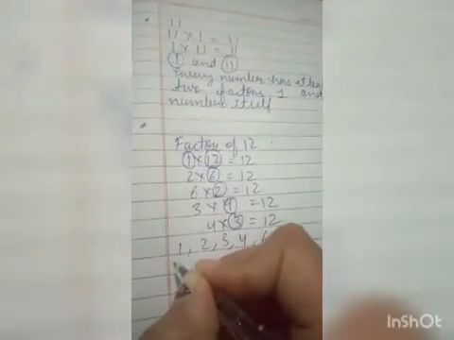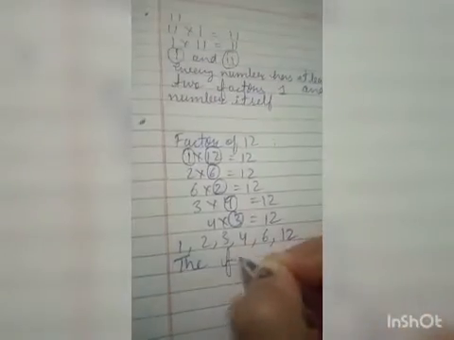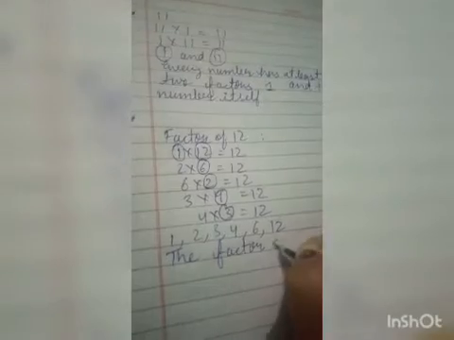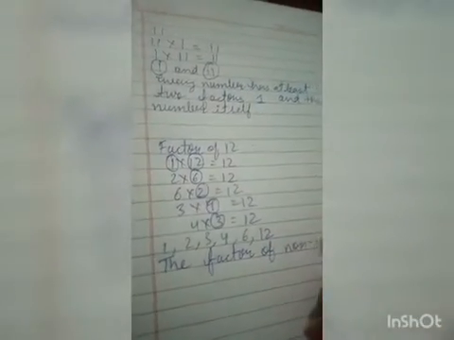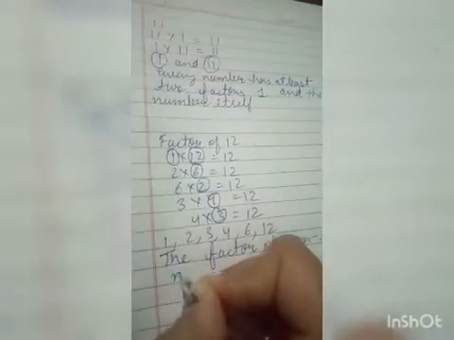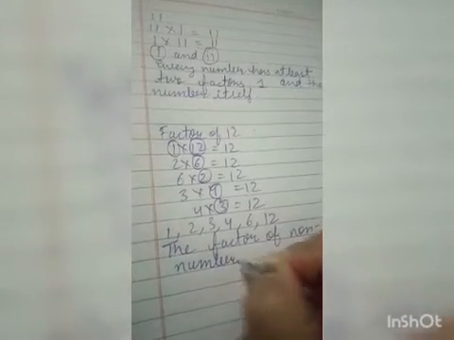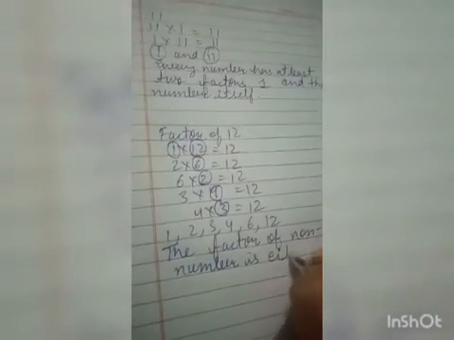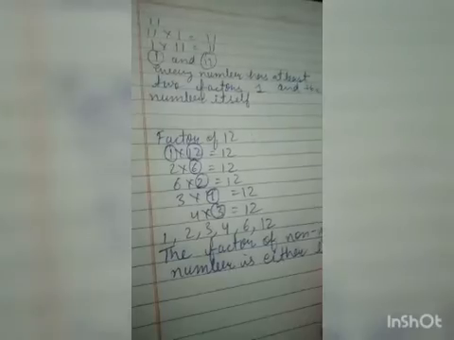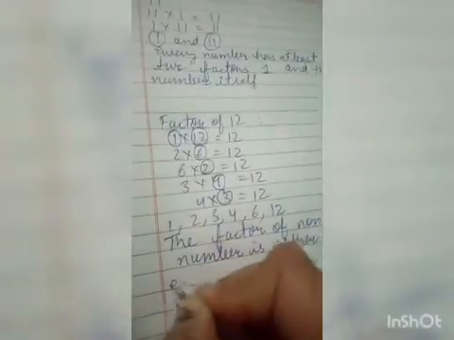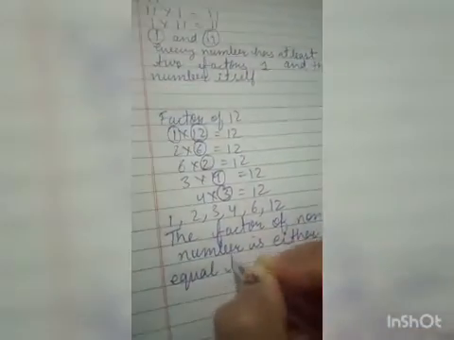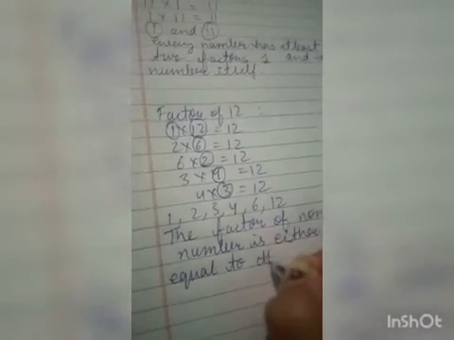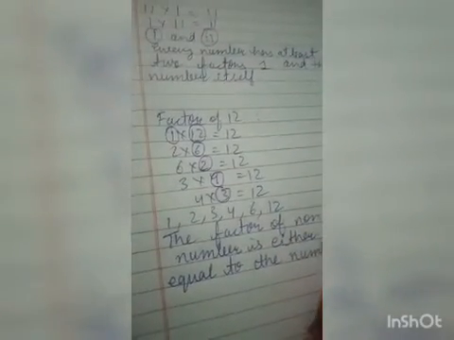There cannot be a greater number which could be the factor of any number. So the factor of a non-zero number is either less than or equal to the number.